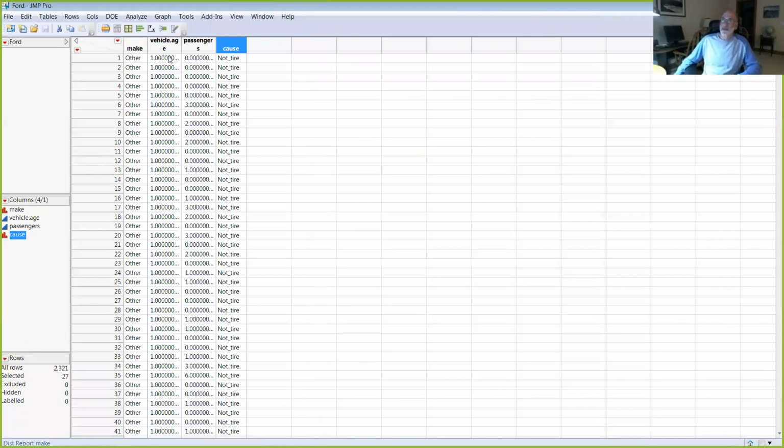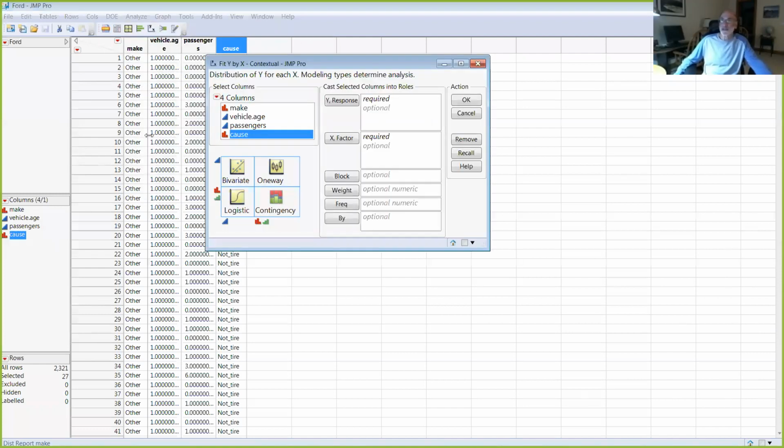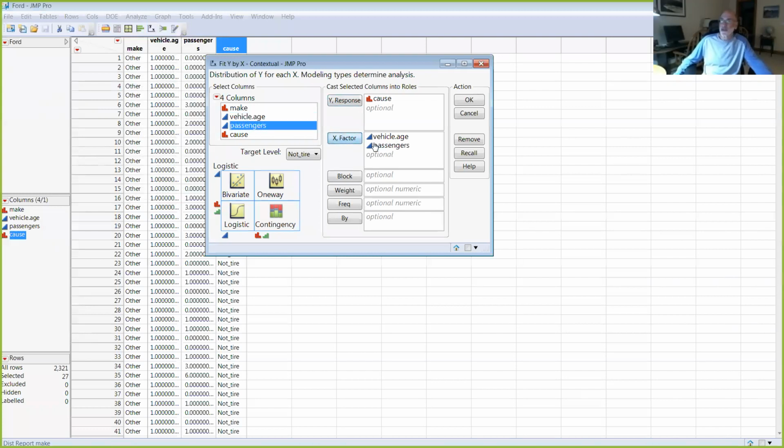It's also feasible, though, and this is, of course, what Ford and the tire manufacturer would argue, that there are other variables here that matter. How old was the car? And how many passengers were in it? Because some of these Ford Explorers had a lot more passengers than others. So let's just look at those two, just fit Y by X. Is it tire related? Is it related to each of these continuous variables?